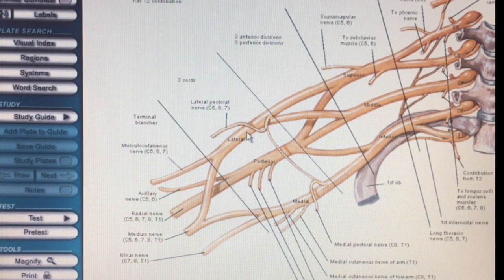From the lateral cord, we would have musculocutaneous nerve. And part of the lateral cord, together with part of the medial cord, would need to come together in order to make the median nerve. And lastly, we have the fifth major branch of the brachial plexus coming directly from the medial cord, and that is the ulnar nerve.